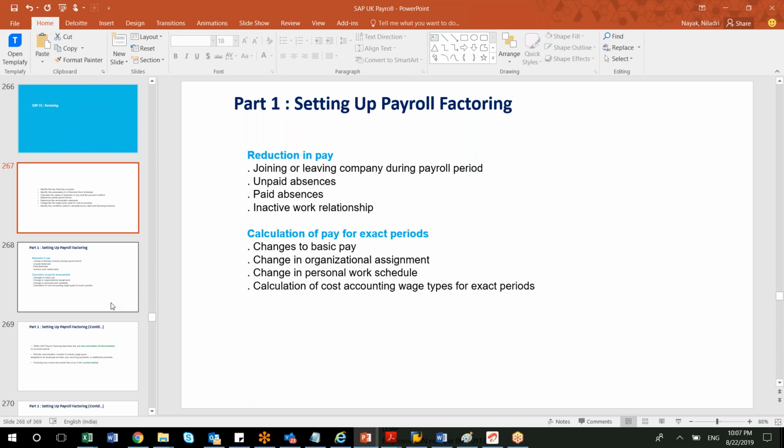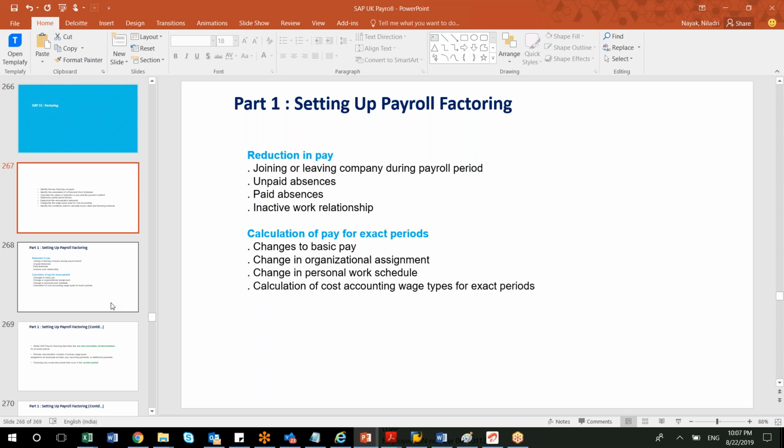So from a concept point of view, I have divided the entire topic into three parts. First, I will start with how to set up, the basic concept of payroll factoring. So it can be reduction in pay, as you know. For reduction in pay, I'll be giving one example.